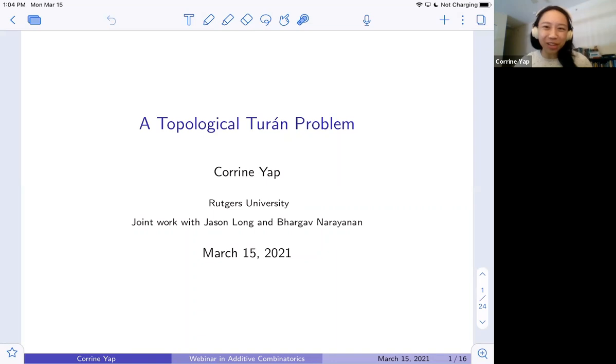Since some of you might not be familiar with the foundational problems in this area, I'll make sure to start from scratch. But please feel free to unmute yourself, ask any questions at all. I want to make sure that we are all on the same page before we get too far into the talk. So today I'm talking about a topological Turán problem.